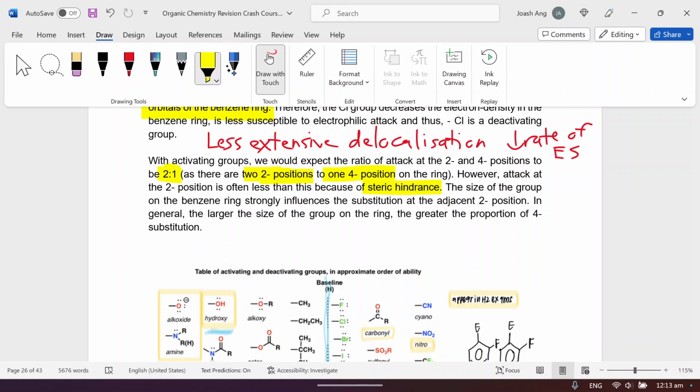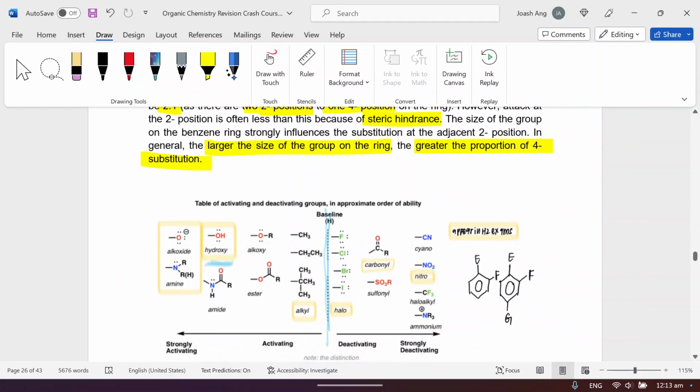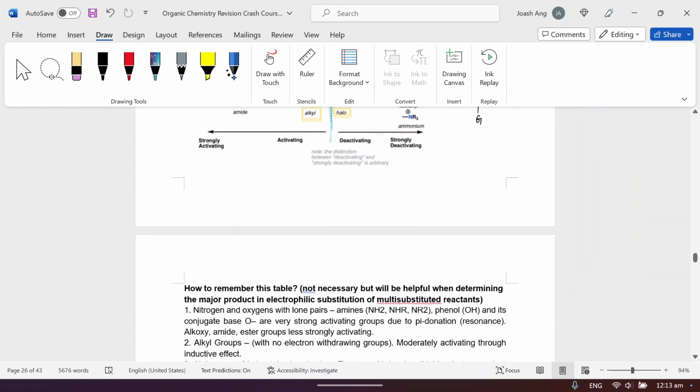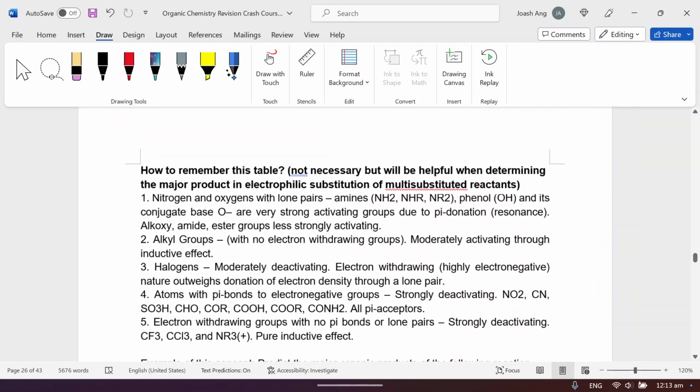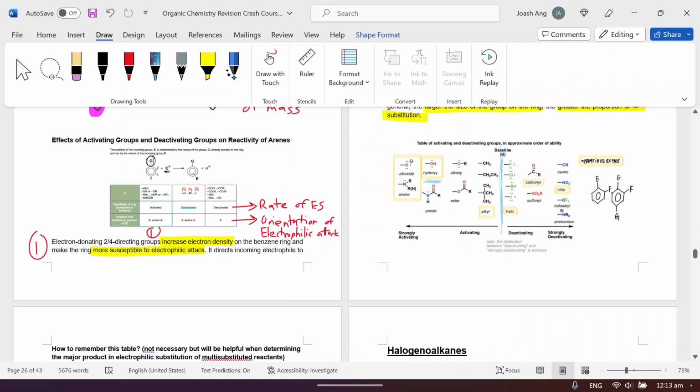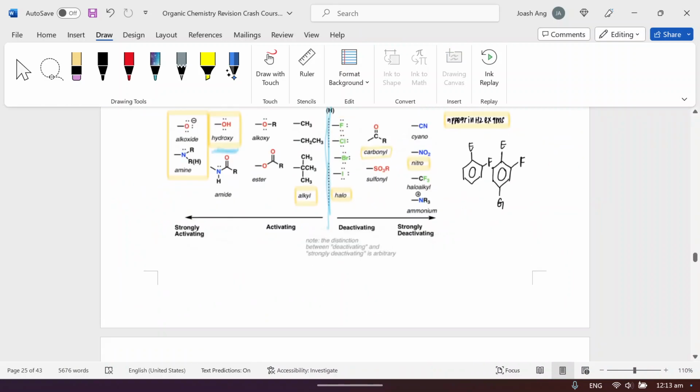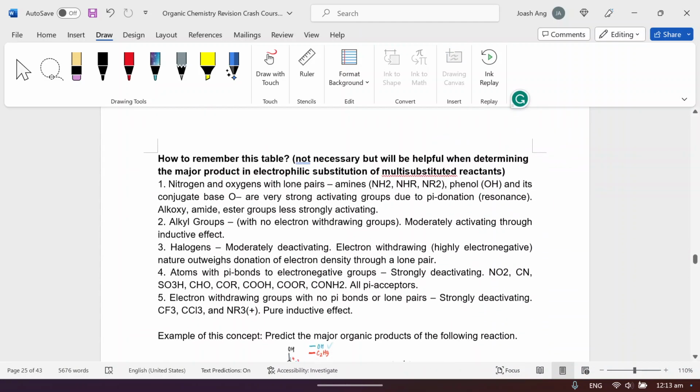Okay? Whereas if you attack it at position 4, there's less steric hindrance. So the larger the size of the group on the ring, the greater the proportion of para substitution. So this table is good to remember. So I would show you over here.